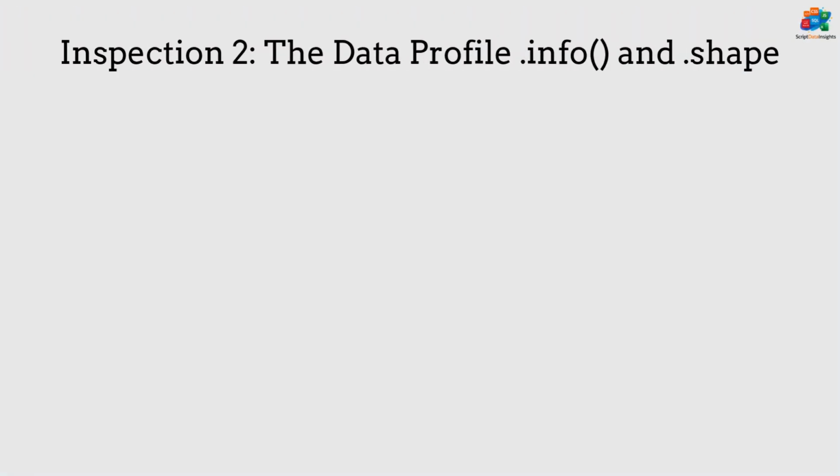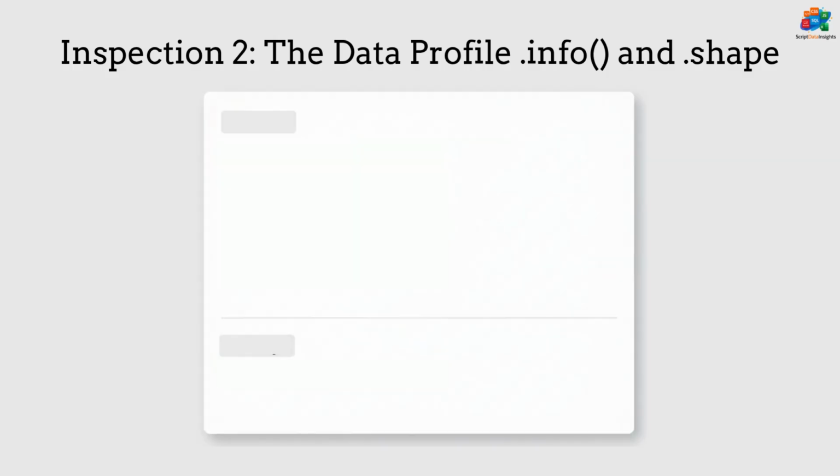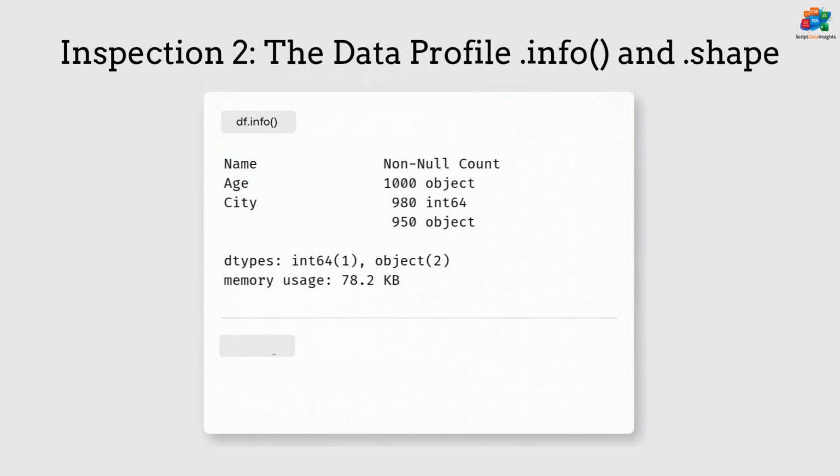Next, we move to inspection 2, the data profile. To get a comprehensive view of your data frame, you'll use two critical methods. The .info method provides a summary of the entire data frame, including the data types of each column and, most importantly, the non-null count. This immediately tells you which columns have missing values. Additionally, the .shape attribute provides a simple tuple showing the total number of rows and columns in your dataset.